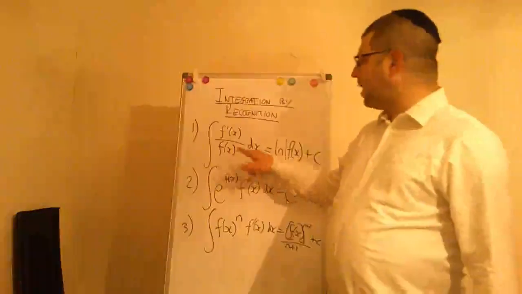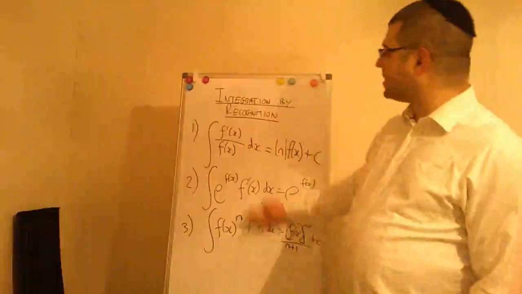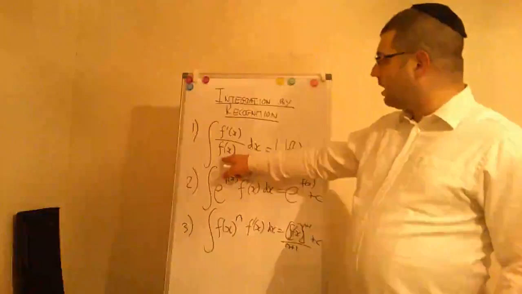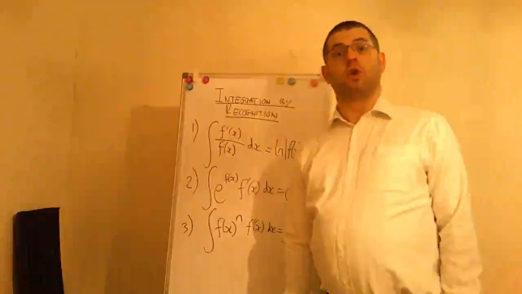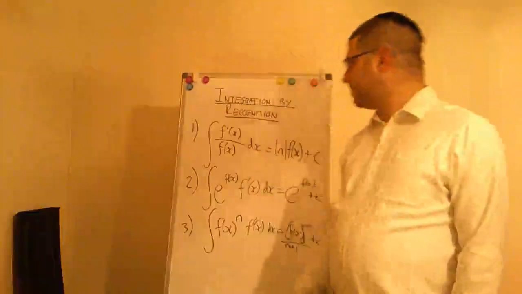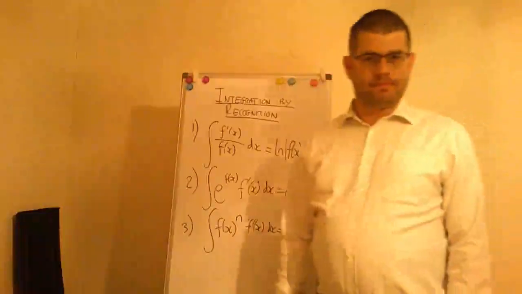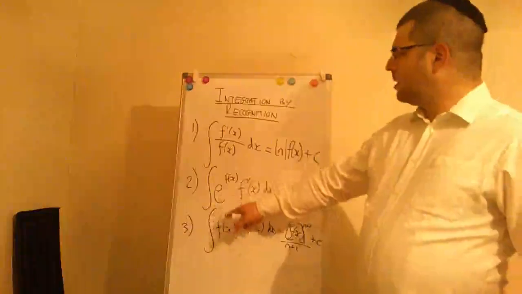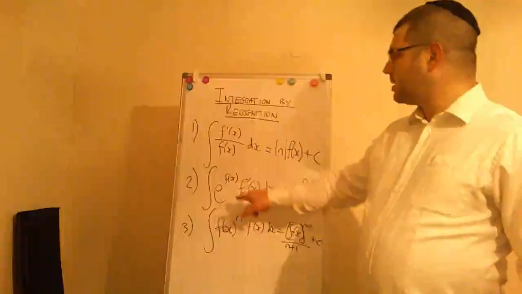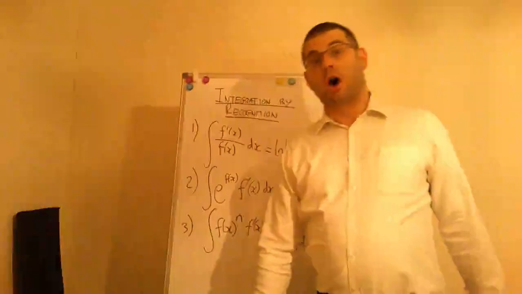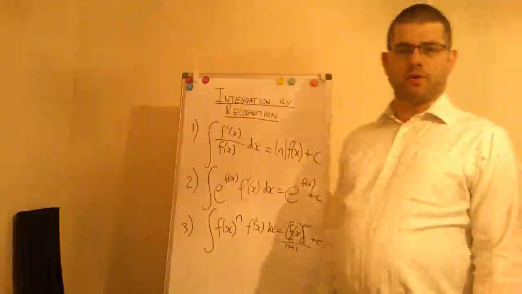So if you ever find yourself looking at an integral that fits the form denominator, and differential of the denominator as the numerator, we can apply this rule. Number 2, e to the something times the derivative of the inside of the e, you can apply this rule.